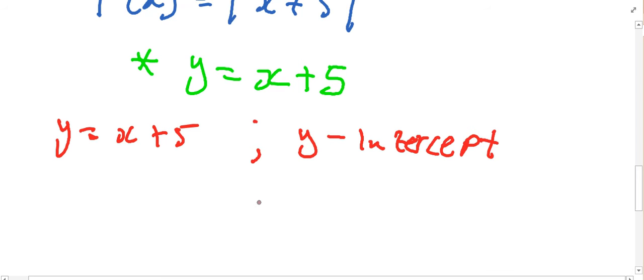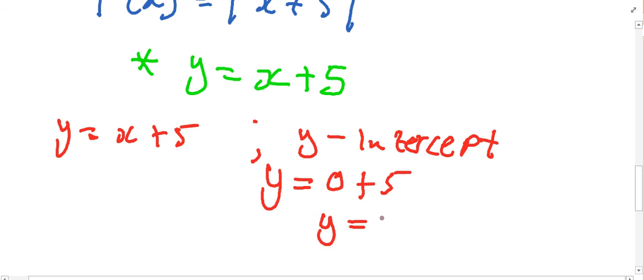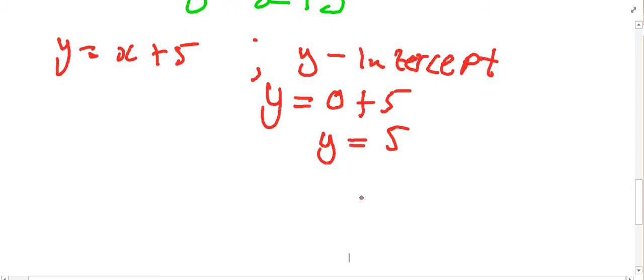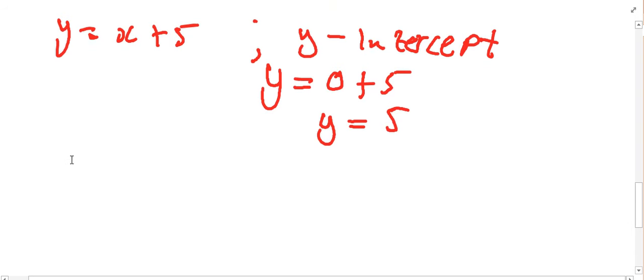So the y-intercept is where x is equal to 0. Okay, so if we get x is equal to 0, we are going to have y is equal to 0 plus 5. That means that y is just simply equal to 5. Okay, so that is the first thing which is very important when you are working out these guys. The next one which you need to know is the x-intercept.